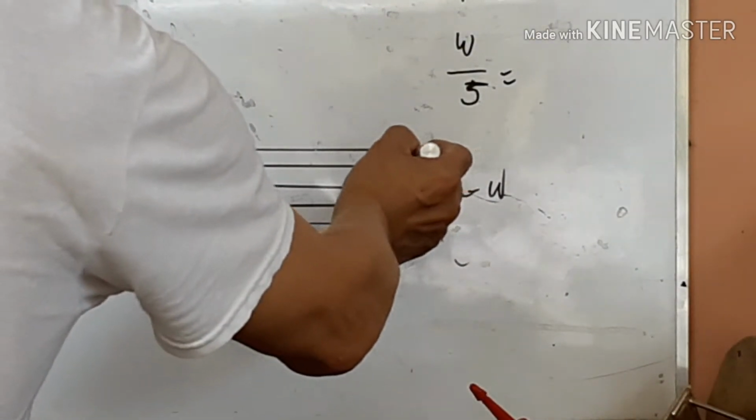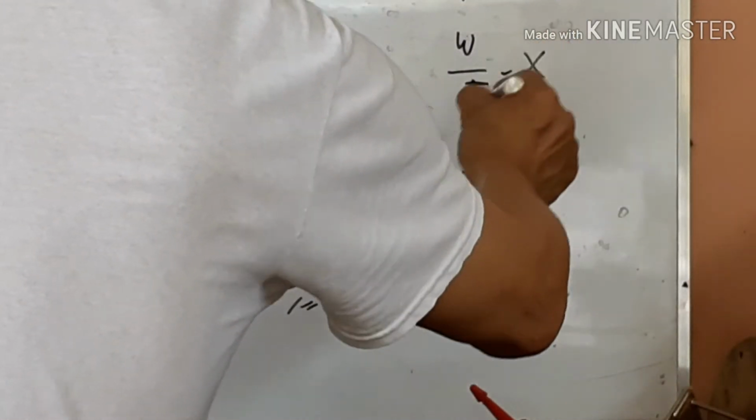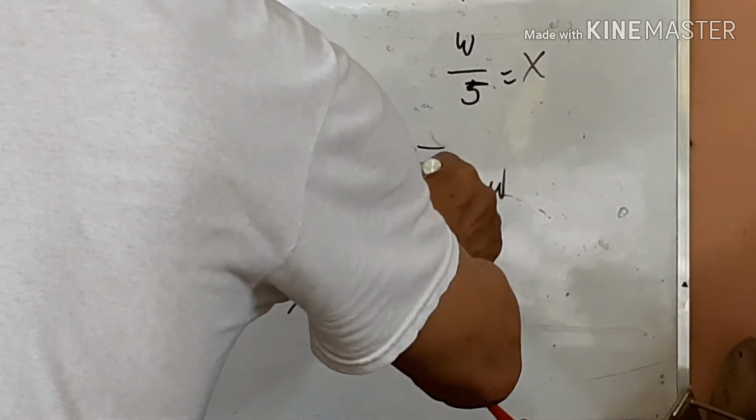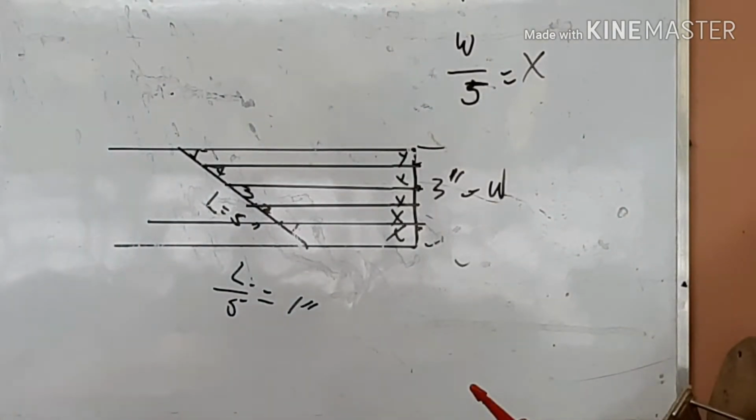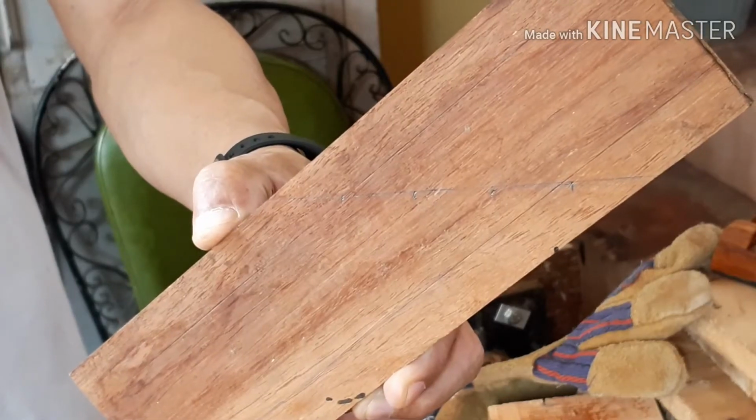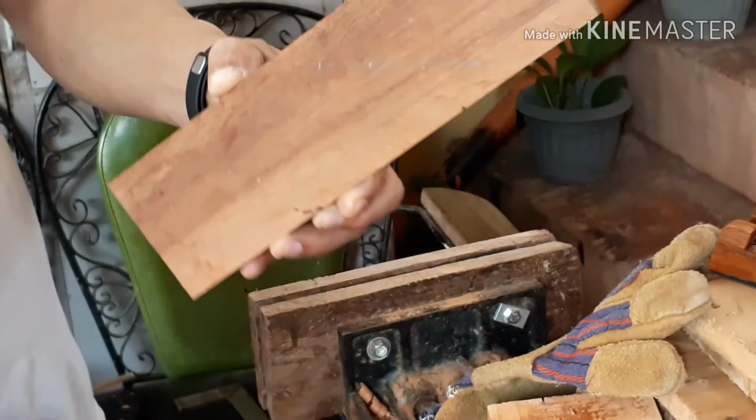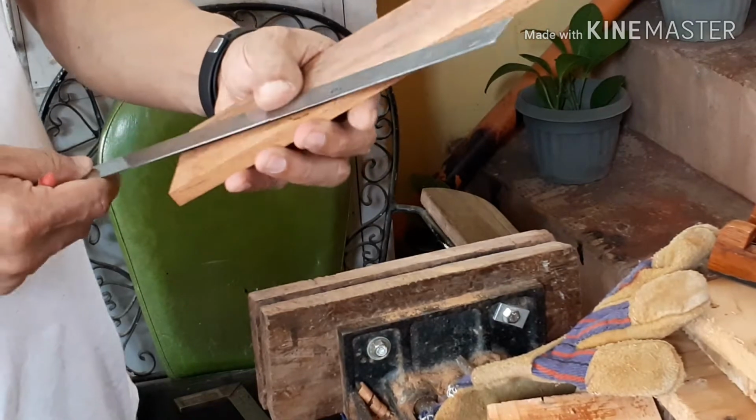So now I have 5 sides on the edge. If you represent it by x, then I already have 5x on the end side. Okay, that is how I do the dividing into 5 sides.